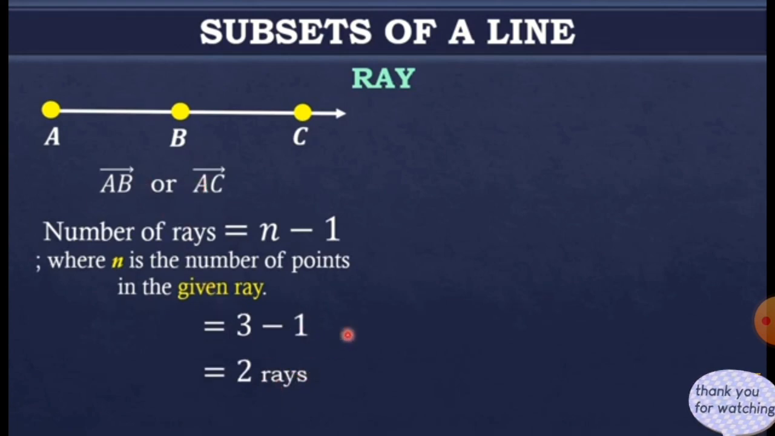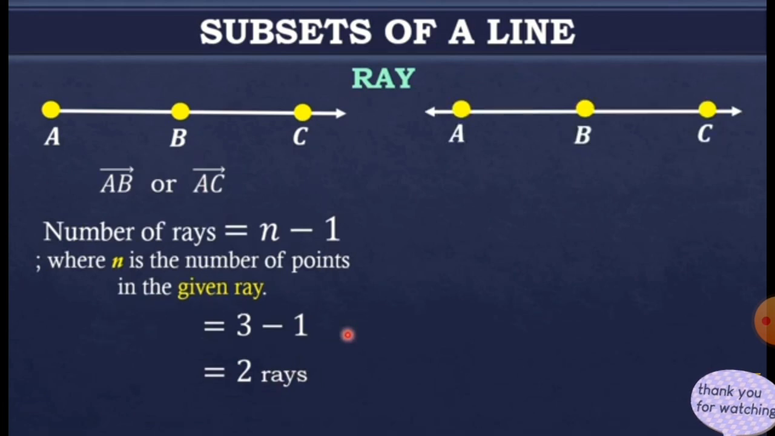Now, iba po yan kapag line po ang given natin. Actually, meron din po tayong ray kapag line po ang given natin. So, ito pong formula na to ay gagamitin lang po natin kapag ang hinahanap natin na bilang ng ray ay ray po yung figure. So, iba naman po kapag line. Okay? So, iba po ang formula natin dyan.